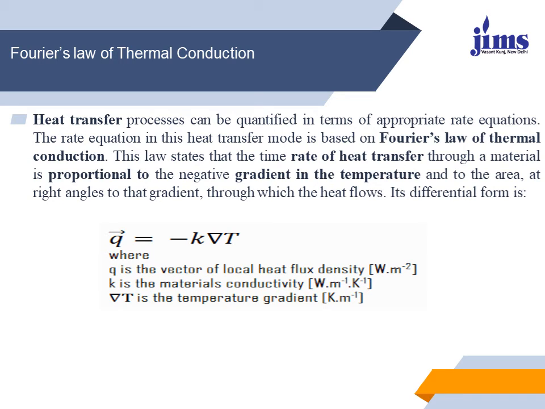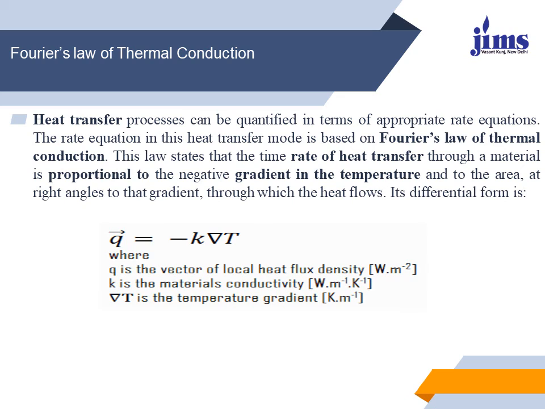and to the area. In this equation, Q is the heat flux, del T is the temperature gradient, and K is the thermal conductivity of the wall material. The unit of heat flux is watt per meter square. The conductivity unit is watt per meter Kelvin, or watt per meter degree centigrade, and the temperature unit is Kelvin. The temperature gradient unit is Kelvin per meter.